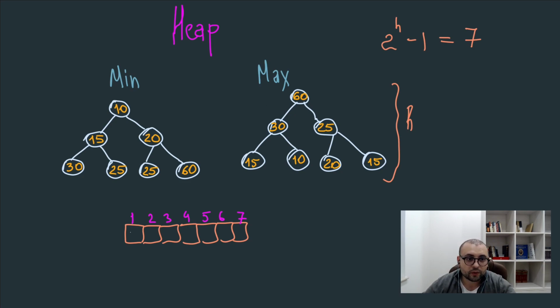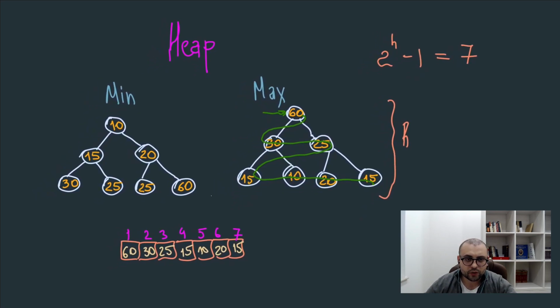For example, 60 will go at position 1, 30 and 25 will go subsequently at positions 2 and 3. Next, we'll do 15 and 10, 15 and 10, and the last part will be 20 and 15. So actually, it's a hack on how we can read a heap data structure. You can go 60, then this way, then this way, then this way, and this way. If you read it like that, this will be exactly the representation in our vector.